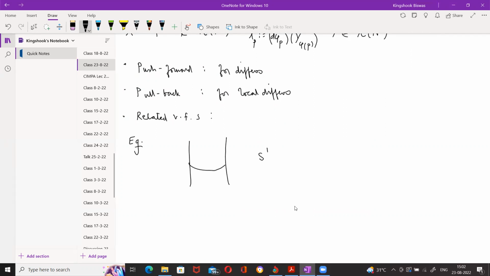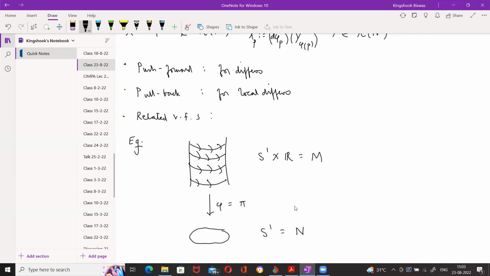This is your manifold M, and your manifold N is just S1, and your map phi is the projection onto the first coordinate, all right? Now suppose I take this vector field, which is just the horizontal vector field on the cylinder.